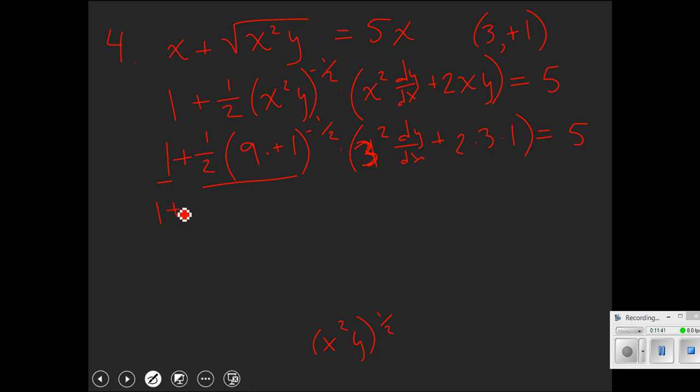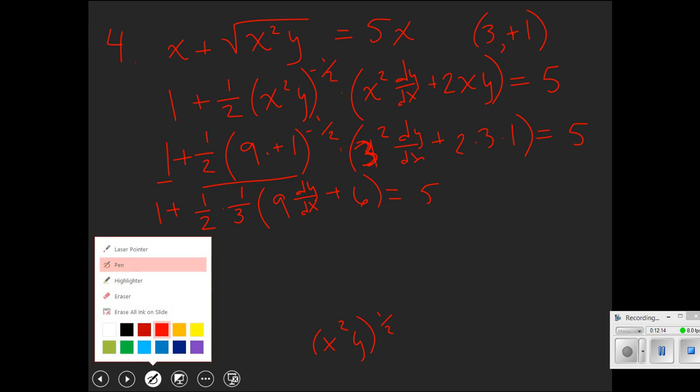So we have 1 plus 1/2, and then the 9 times 1 would be 9, and 9 to the negative 1/2 would be 1/3. So I have 1/3, because 9 to the 1/2 is 3, so 9 to the negative 1/2 must be 1/3. And then that's going to be times 9 dy/dx plus 6 equals 5.